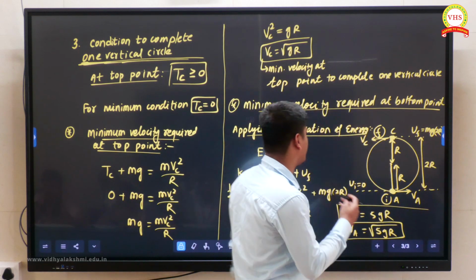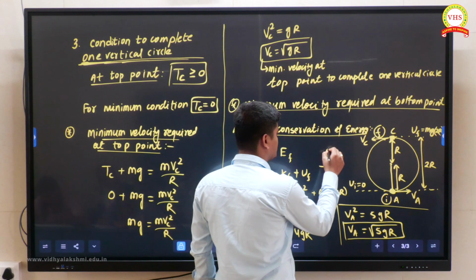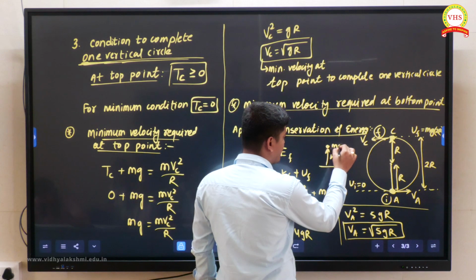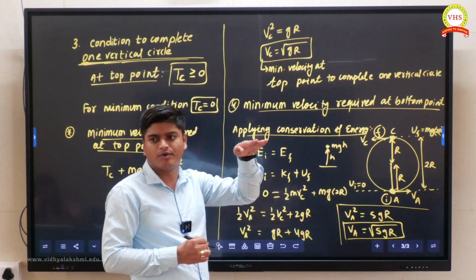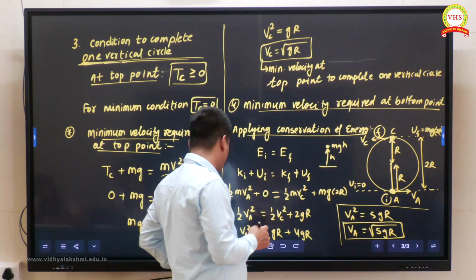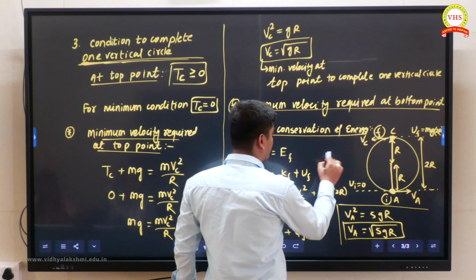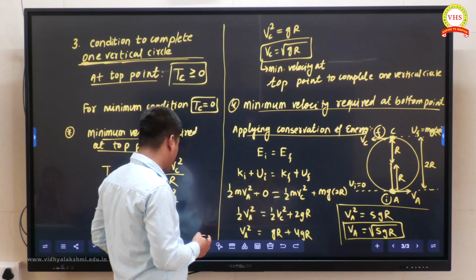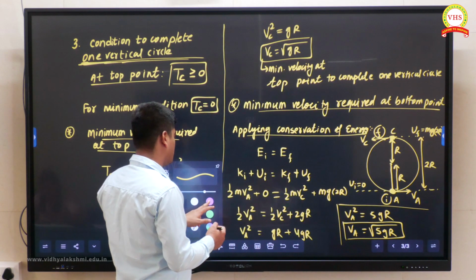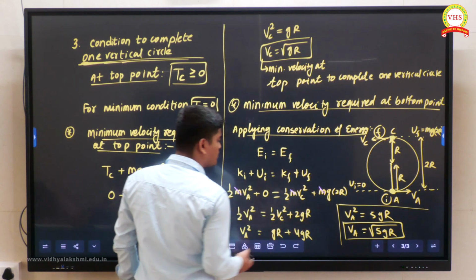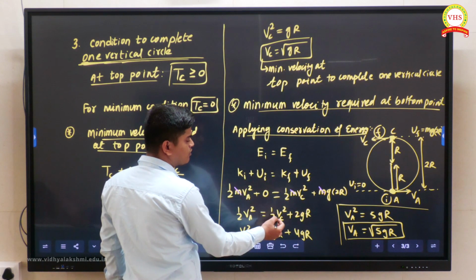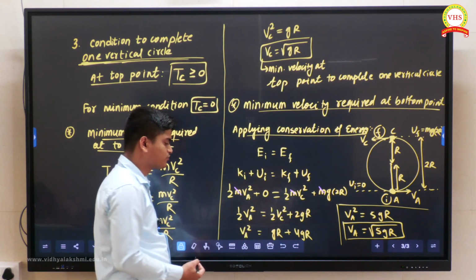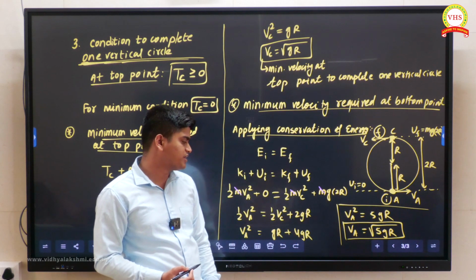If you go up to a certain height h, what is your potential at that point? mgh. If you are going a certain height above the earth's surface, the gravitational potential is this much. Now here I am writing gravitational potential as mg into 2r. Now you can cancel m on both sides. Now what is happening here? Only half Va square equal to half Vc square plus 2gr. Now multiply by 2 everywhere and substitute the Vc value also. So Va square you are getting gr plus 4gr.